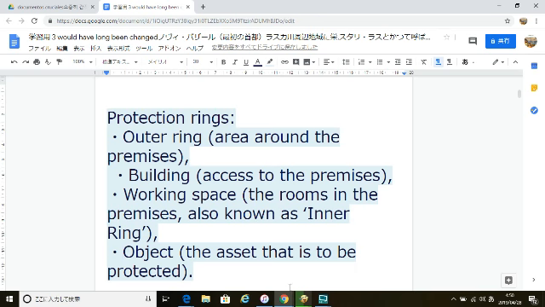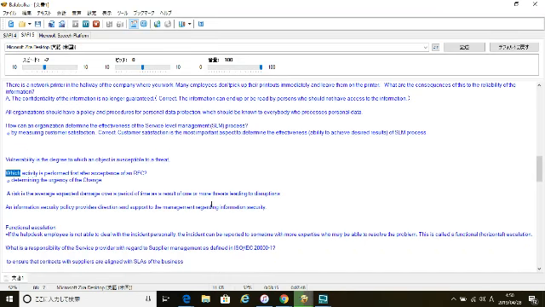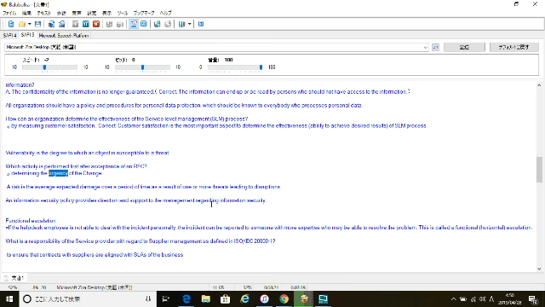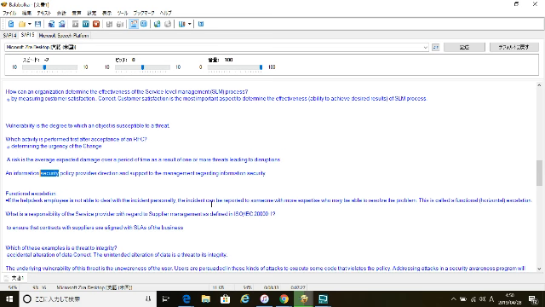Vulnerability is the degree to which an object is susceptible to a threat. Which activity is performed first after acceptance of an RFC? Determining the urgency of the change. A risk is the average expected damage over a period of time as a result of one or more threats leading to disruptions. An information security policy provides direction and support to the management regarding information security.